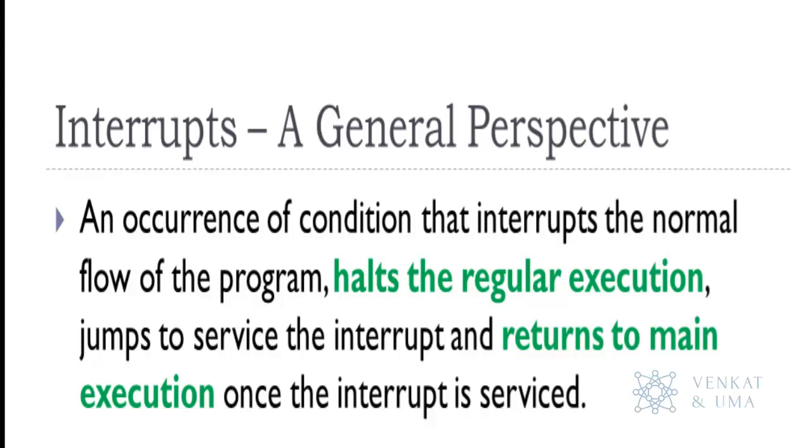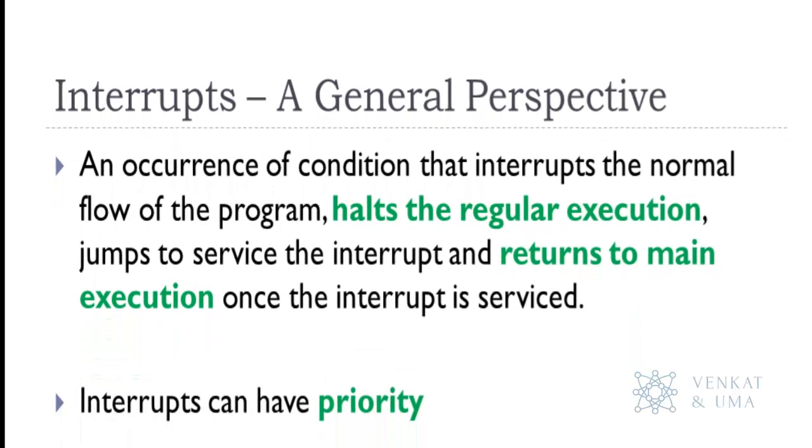Now, how many interrupts can we have? What are the different types of interrupts? We have software interrupt, we have hardware interrupt. How many interrupts can we have? Again, it depends upon the manufacturer or the architecture of the processor. It can be 1, it can be 5, it can be 6, it can be 10, it can be 20. It all depends on the architecture.